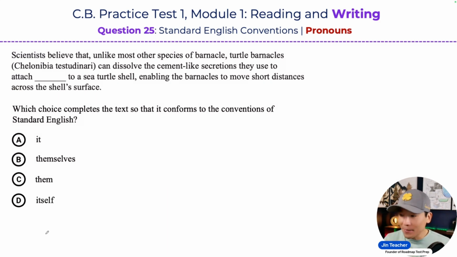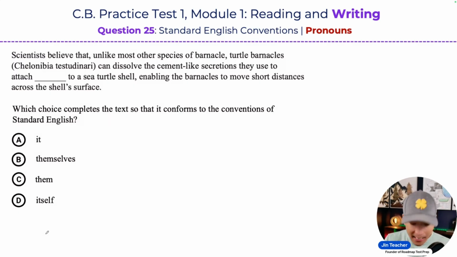So the strategy looks like this. When you're solving pronoun questions, you want to think about pronouns in two different ways. You want to think about pronouns in a grammatical way, and you want to think about pronouns in a logical way. So what do I mean by that? When you think about pronouns in a grammatical way, you want to make sure that the pronoun is written following all of the rules of grammar.